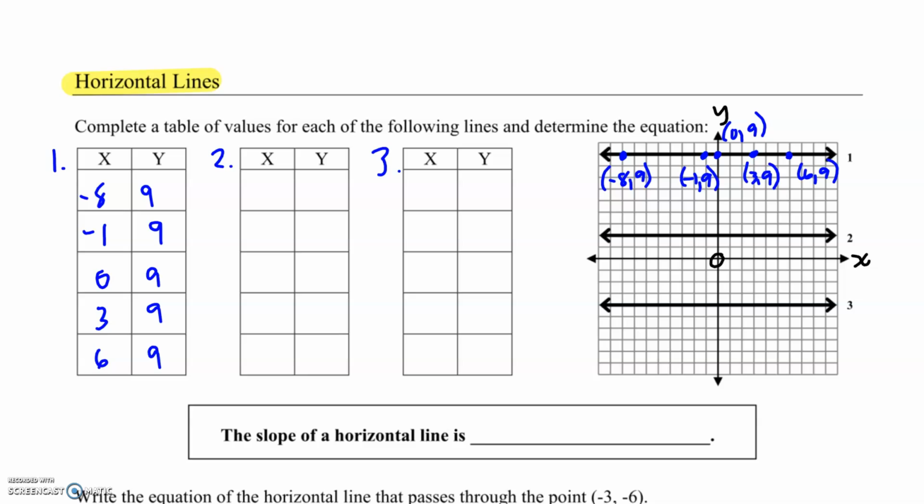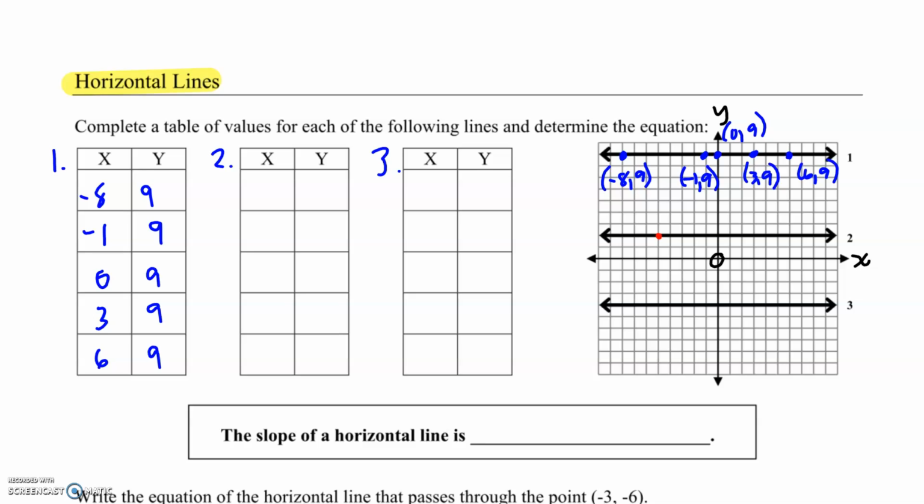I want you to go ahead and pick points on line 2 and line 3 and fill in the table and see what you find out. So you can pause the video, go ahead and do that, pick any 5 points you want and fill in the table for 2 and for 3.